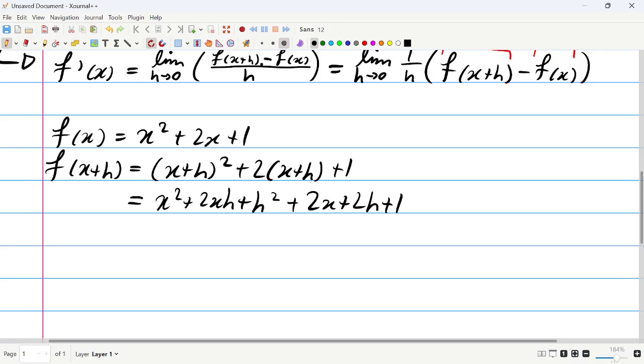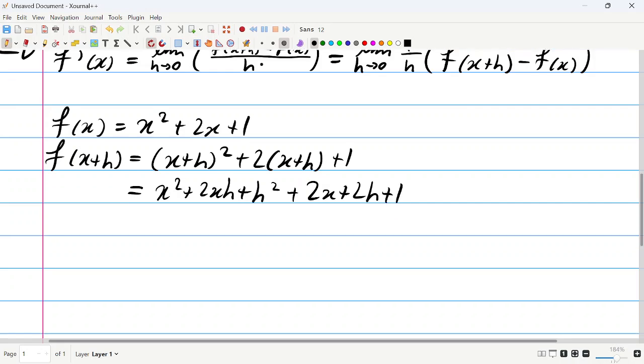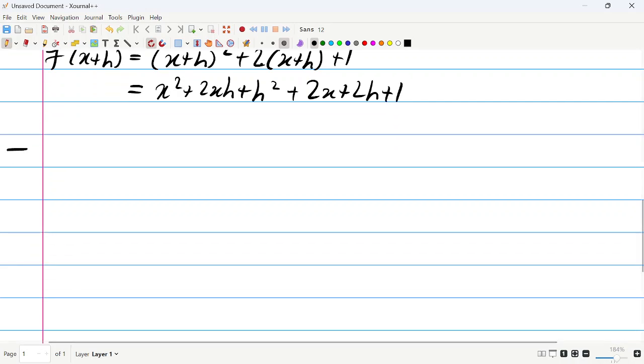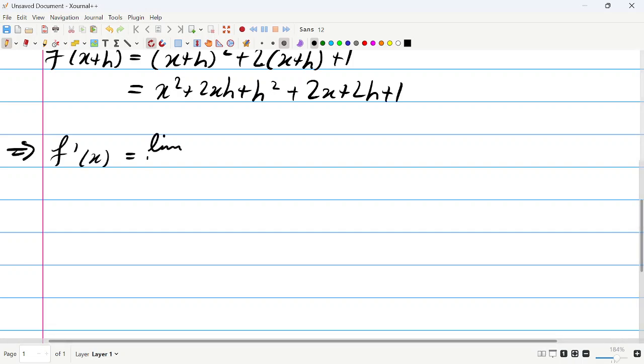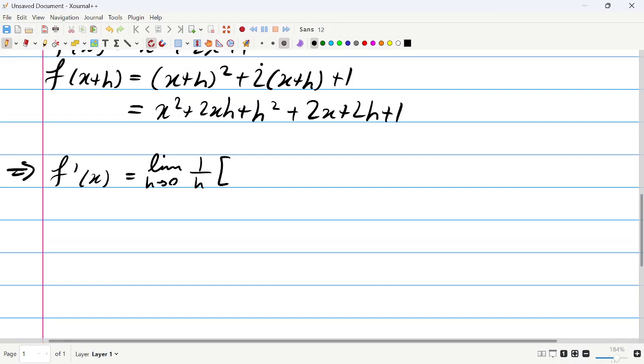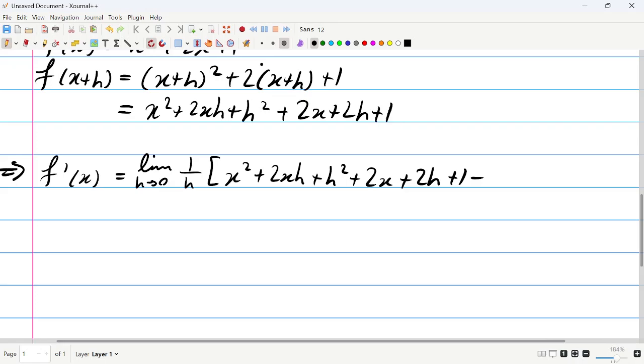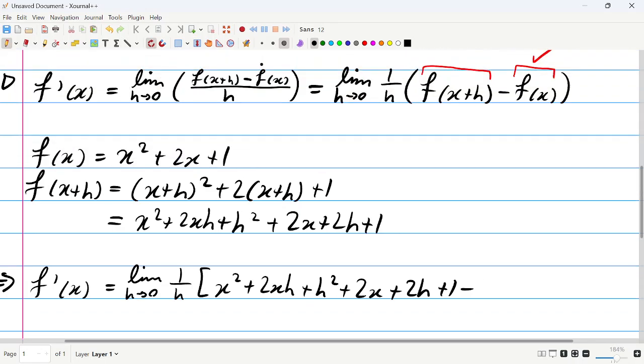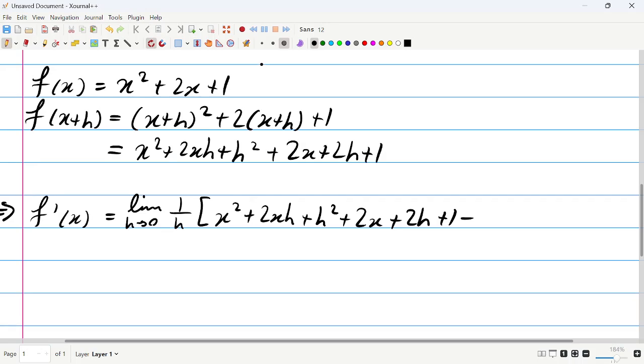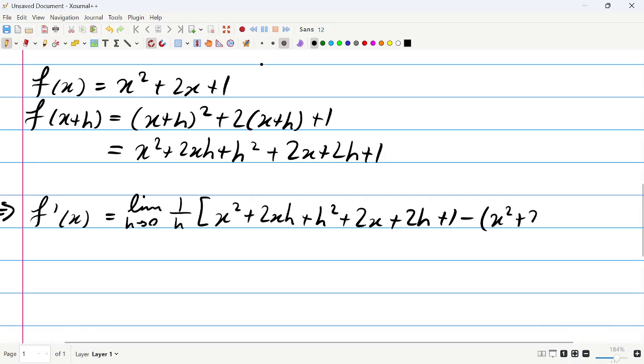Now we can just plug all of the stuff straight into our derivative formula, or our first principles formula. So this implies to us that f prime of x is just equal to the limit as h approaches 0 of 1 over h of f of x plus h, which is equal to x squared plus 2xh plus h squared plus 2x plus 2h plus 1. And then we're minusing that by what? f of x, right? And f of x is equal to x squared, and don't forget about the bracket, x squared plus 2x plus 1.